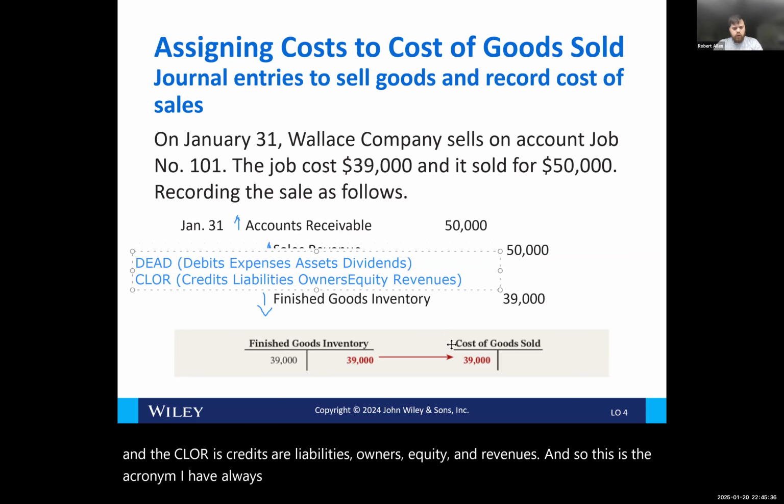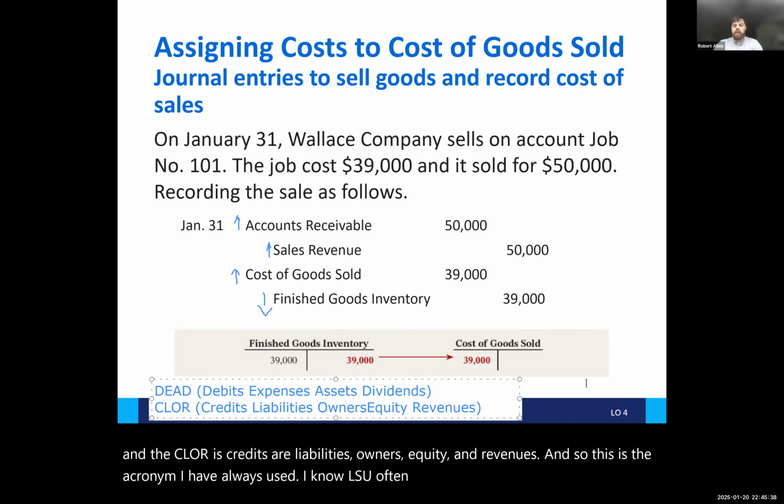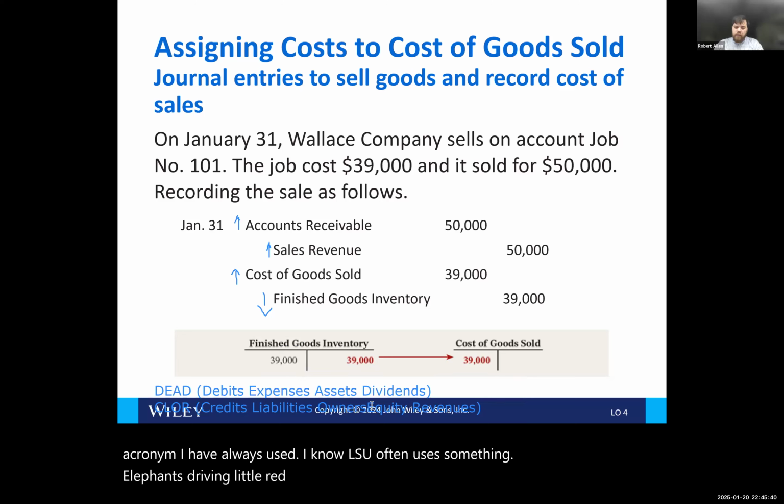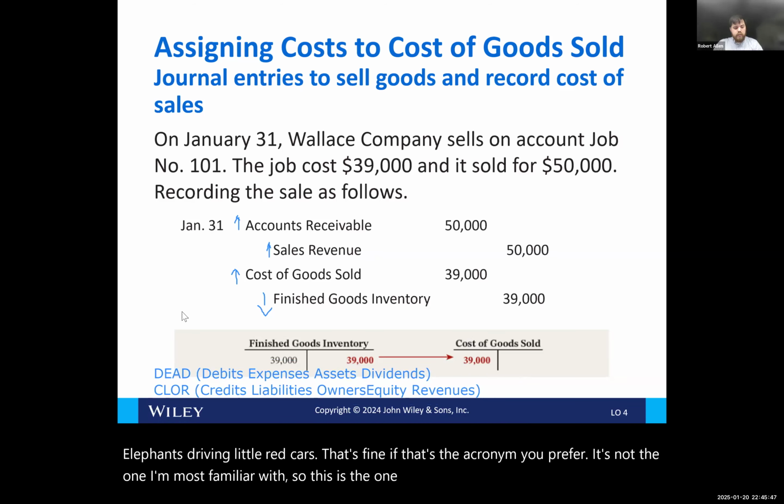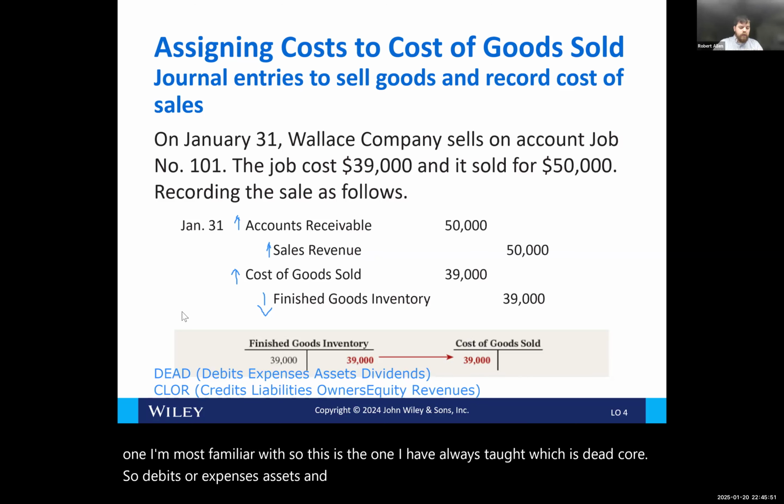I know LSU often uses something about elephants driving little red cars. That's fine if that's the acronym you prefer. It's not the one I'm most familiar with. So this is the one I have always taught, which is DEAD CLOR. So debits are expenses, assets, and dividends, and credits are liabilities, owners' equity, and revenues.